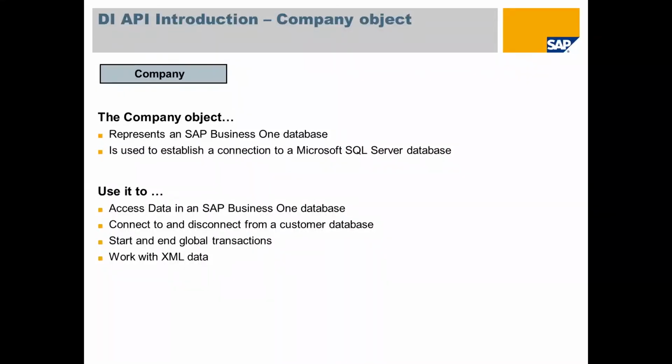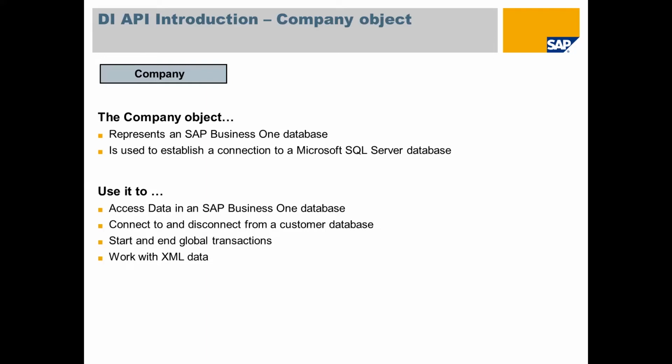Hi guys. For this session, we will talk about the company object. The company object is the main object of the data interface API. You have to use a method of the company object to connect to an existing SAP-BIS1 database. Correspondingly, you can also disconnect your application from that database.